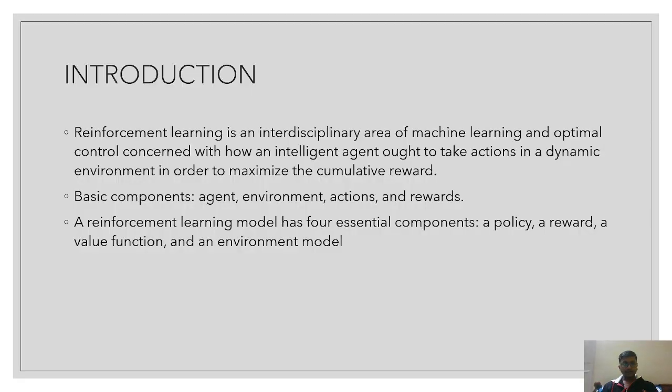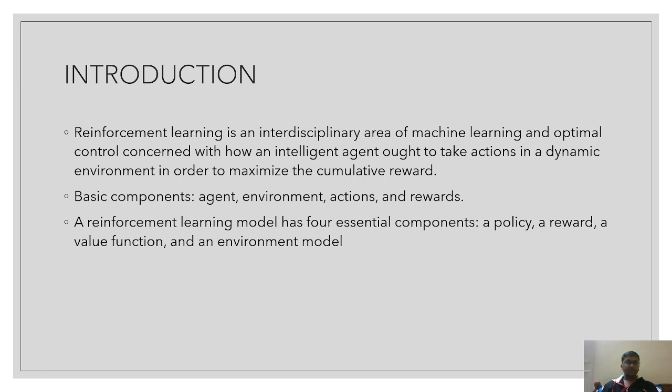Introduction. Reinforcement learning is an interdisciplinary area of machine learning and optimal control concerned with how an intelligent agent ought to take action in a dynamic environment in order to maximize the cumulative reward. Basic components required are agent, environment, actions, and rewards. A reinforcement learning model has four essential components: one, a policy; two, a reward; three, a value function; and four, an environmental model.